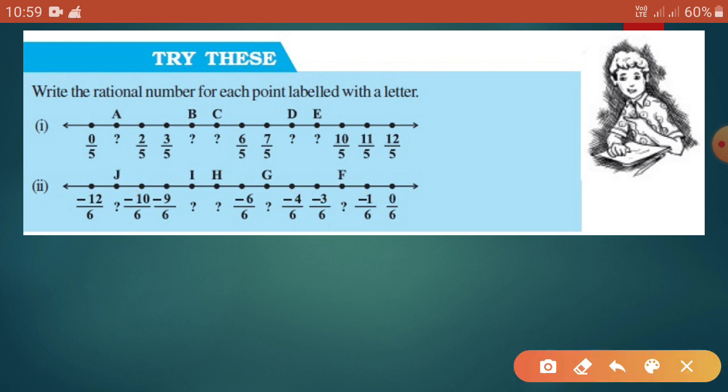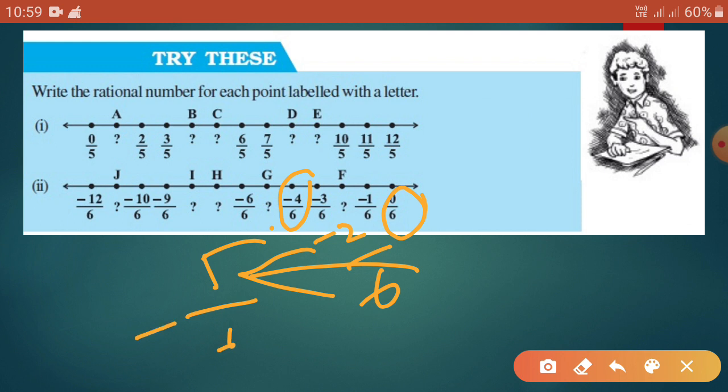So what will be the next? We are starting from 0. This is 0 by 6. We are going on the left side, that means the negative side. So that is minus 1 by 6. Next will be minus 2 by 6, this is minus 4 by 6, so next will be minus 5 by 6, because minus 5 by 6 lies between minus 6 by 6 and minus 4 by 6. So what will be the value of H? That is minus 7 by 6 and I is minus 8 by 6.